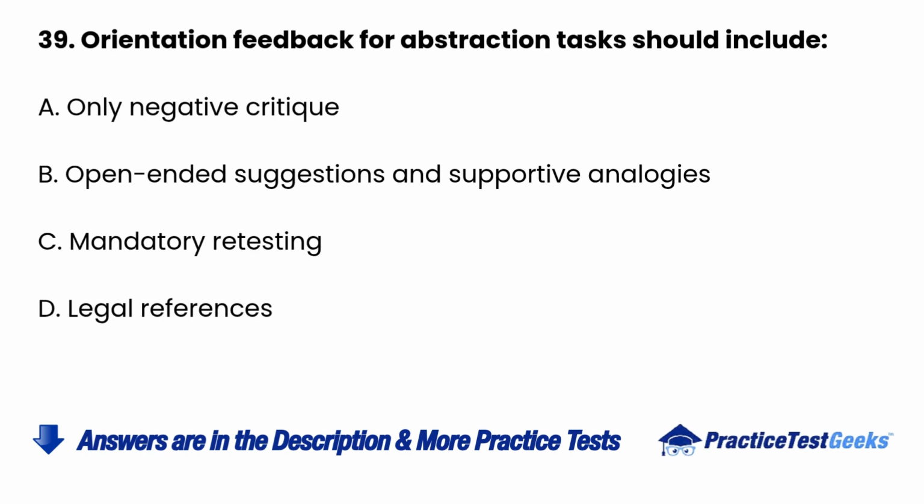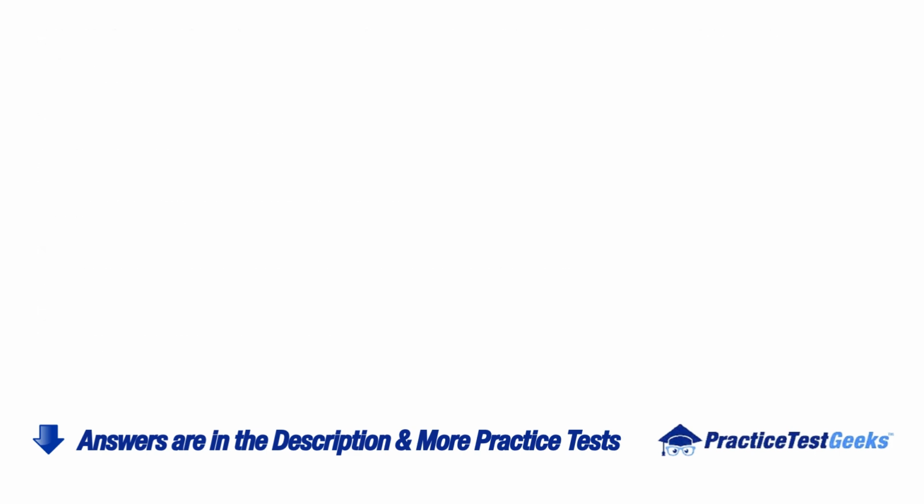39. Orientation feedback for abstraction tasks should include A. Only negative critique. B. Open-ended suggestions and supportive analogies. C. Mandatory retesting. D. Legal references.